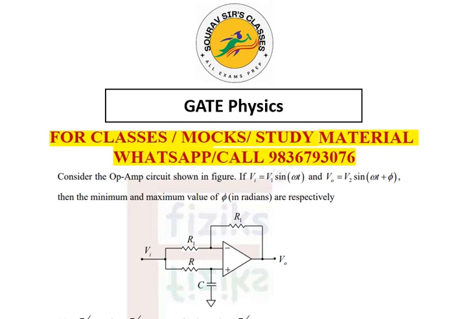Let us solve one problem from GATE physics. The problem states: consider the op-amp circuit shown in the figure. If Vi is given as V1 sin omega t and V0 is given as V2 sin(omega t plus phi), then the minimum and the maximum value of phi in radians are, respectively.